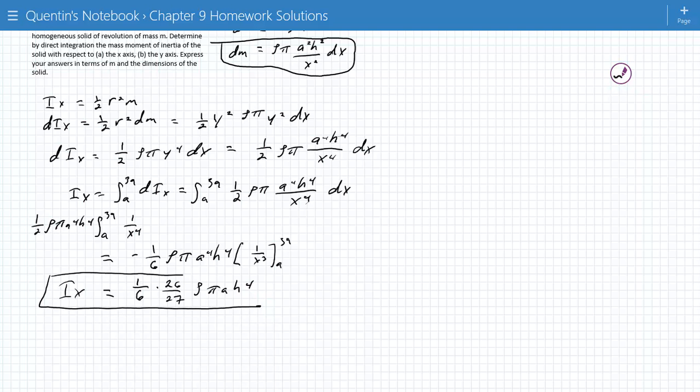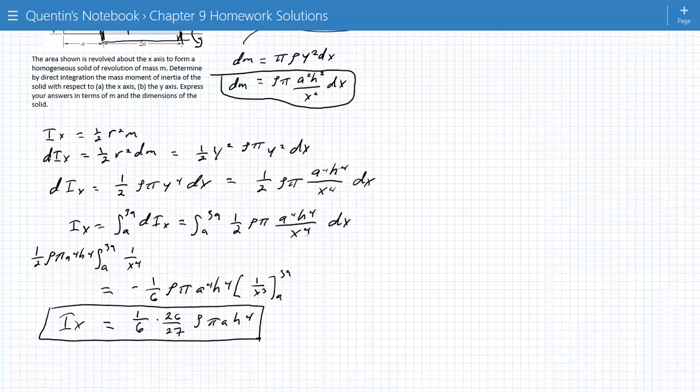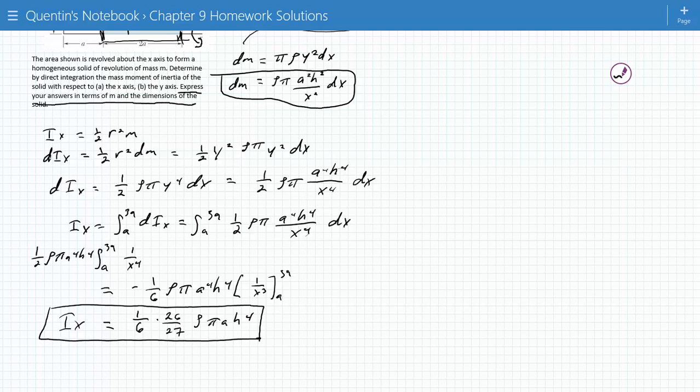Okay, this is what I want. This is why I'm doing this video, I want to talk about this for a second. That is the answer. You're done. But you're not really. But that is a totally valid, legitimate answer. But here is the problem. They said express your answers in terms of m and the dimensions of the solid. So right now we have this pesky rho hanging out in there. So we don't know rho, but we know that this thing has a total mass.